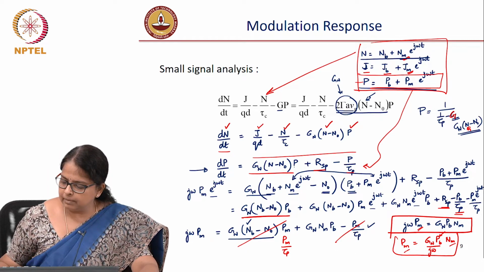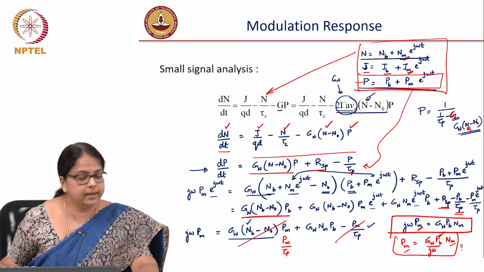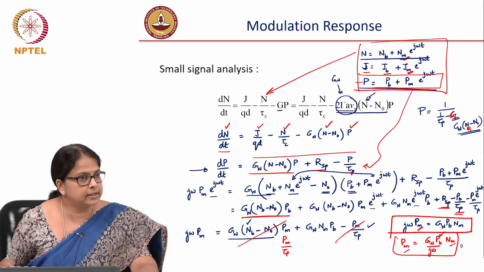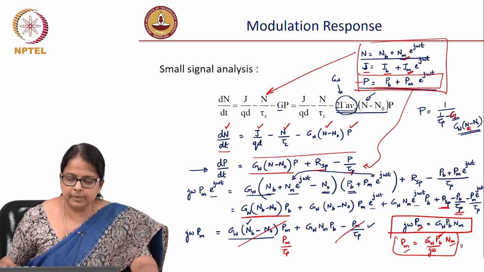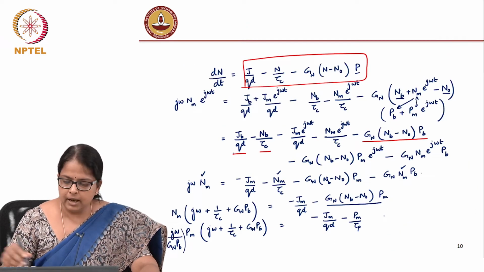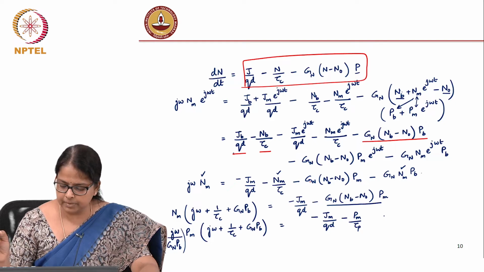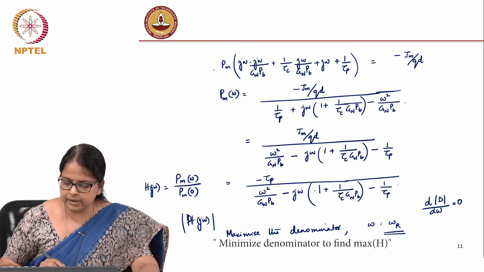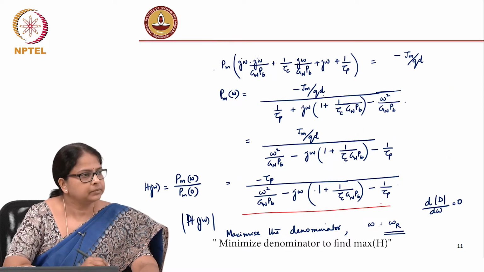So, what we did is we first substituted this into the photon density equation, then got some nice relation between the modulated power and the modulating carrier density, and then we substituted this into the photon carrier density equation and did some algebra, and finally came up with the transfer function which looks like this.